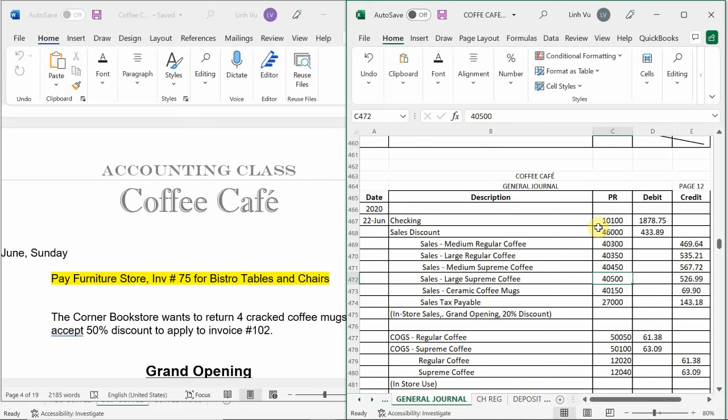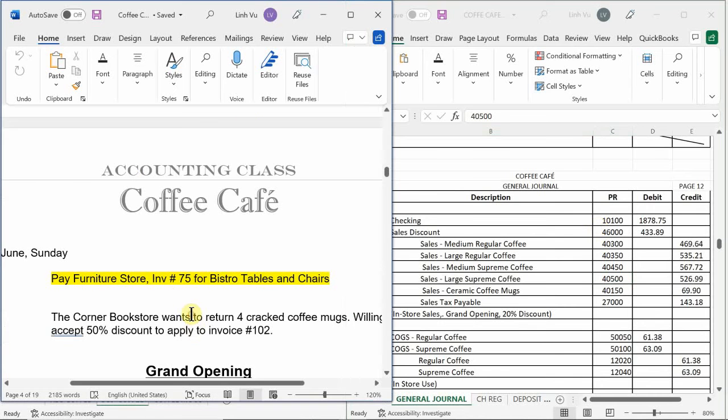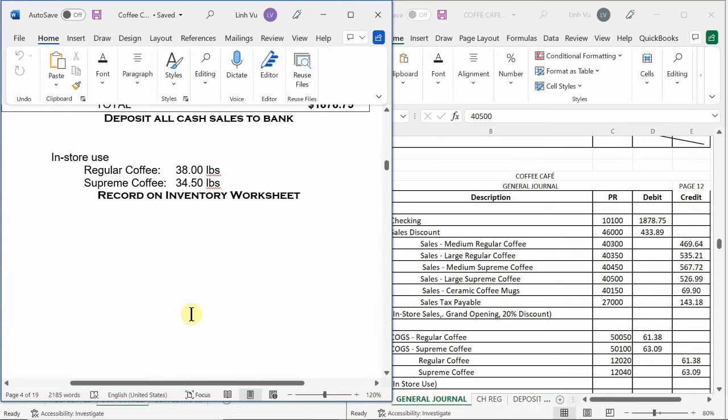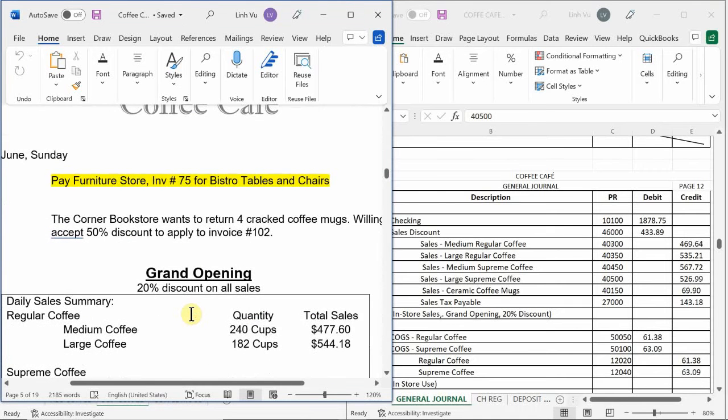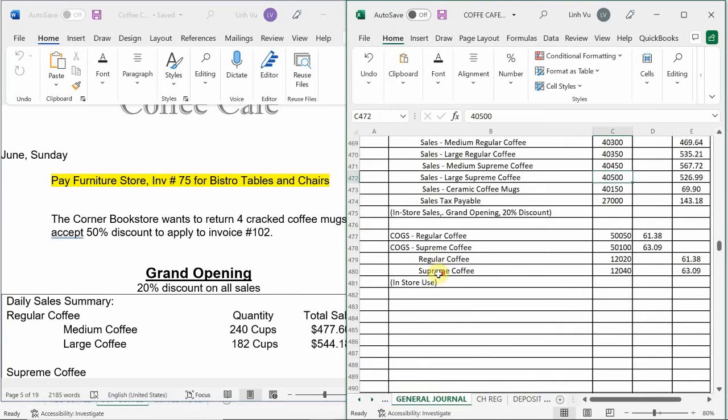Right, so welcome back to Coffee Cafe. This is where we last left off. We just started our new page, General Journal, page 12, and we entered in our grand opening sales on the 22nd. And we also updated our inventory. So here we're going to be starting on the next day.